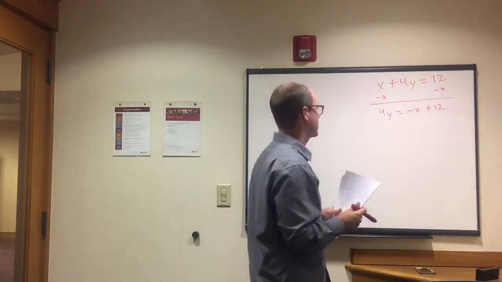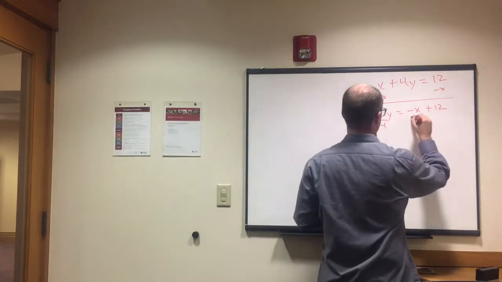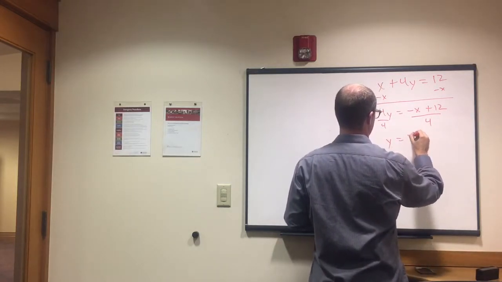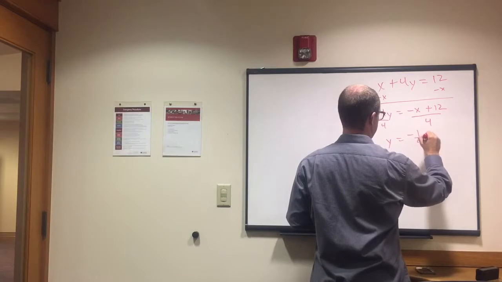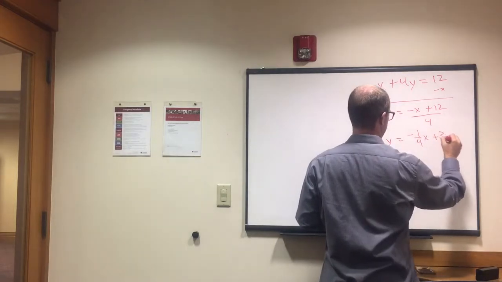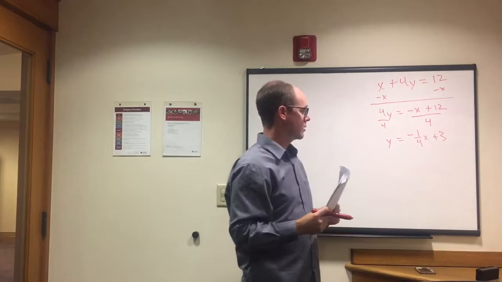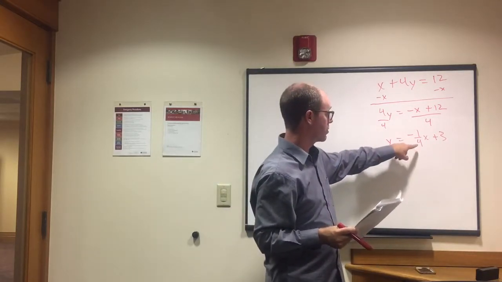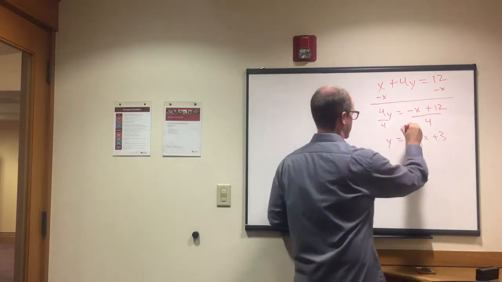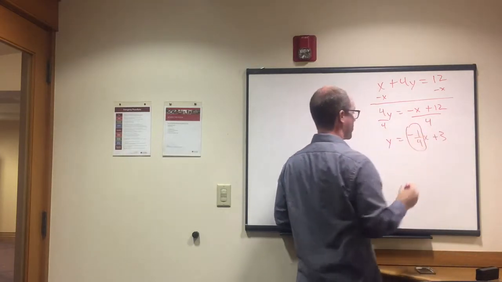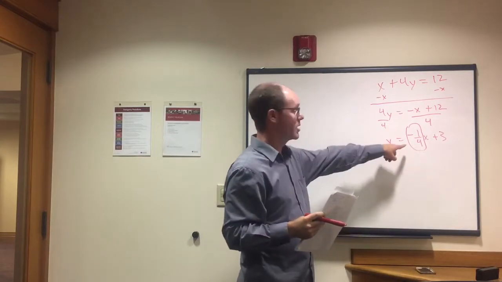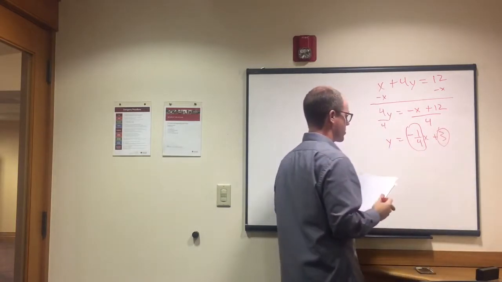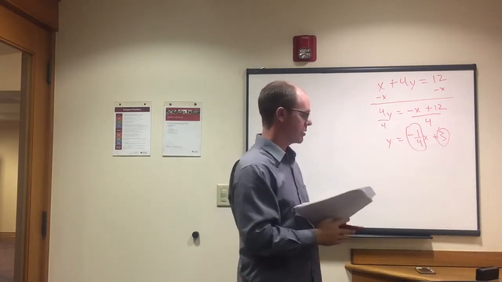We need to just say y divided by 4, divided by 4, y equals negative 1/4 x plus 3. Okay, there, now we have it written correctly, right? So if they ask for the slope, negative 1/4, okay? That's our slope. If they ask for the y-intercept, 3. That's the y-intercept, okay? That's how you do that.